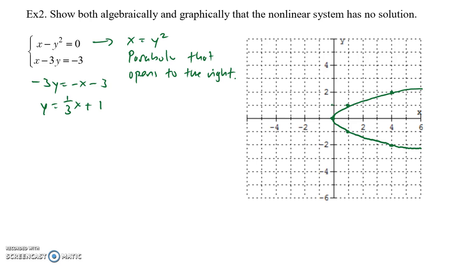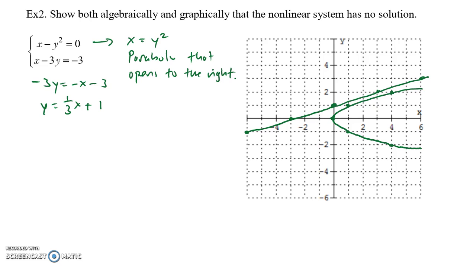So you'd have a y-intercept at 1, and then if you go to the right 3 and up 1, and repeat that as many times as you wish in either direction, these are the points on the line. I apologize, I made a mistake. I have a point here and a point here. There we go. So we see the line, and when we see it with the parabola, it would appear from our graph that the two graphs do not intersect. So graphically speaking, that would tell us that the system has no solution.